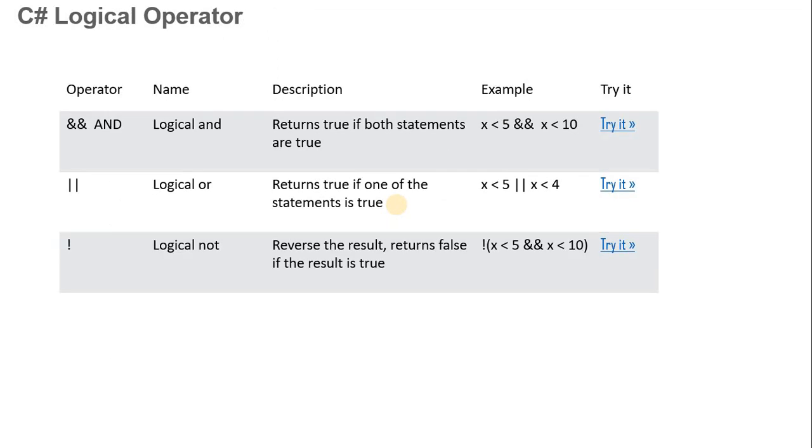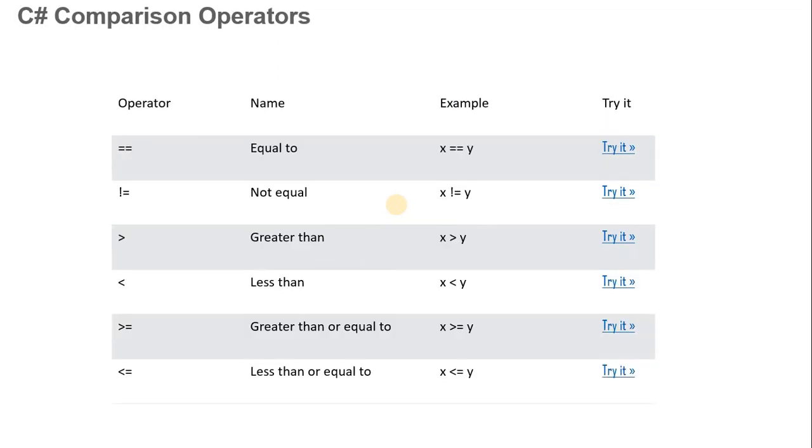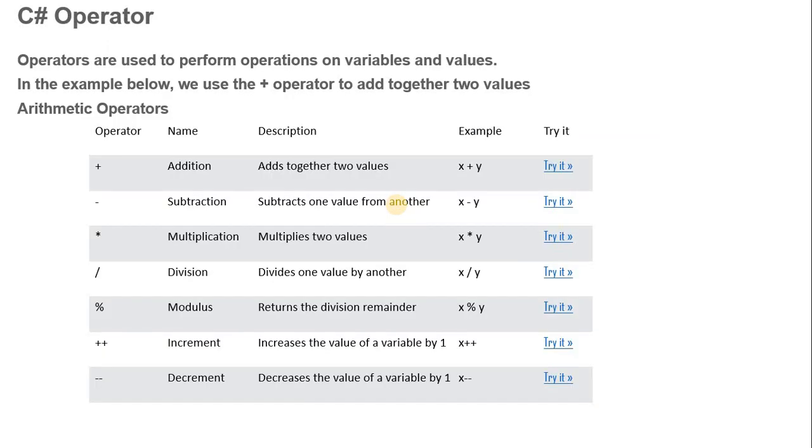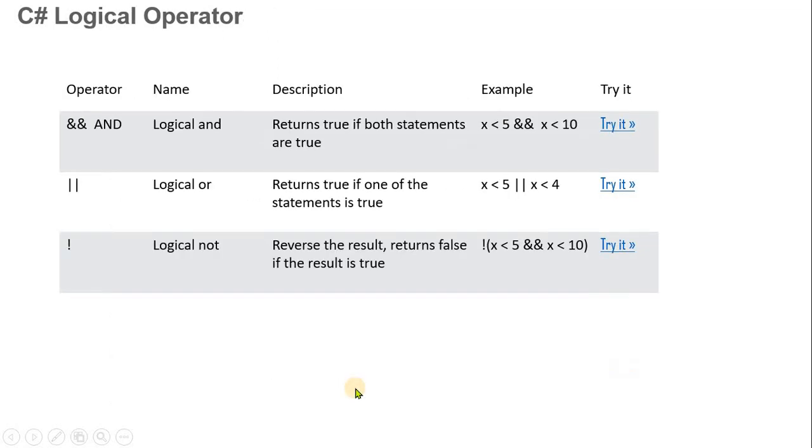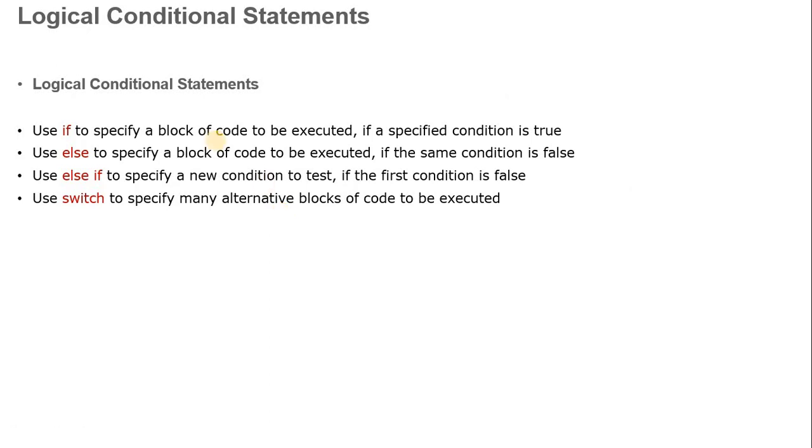Okay, so last session we have seen what an operator is, right? We have seen arithmetic operators: plus, subtraction, multiplication, division, modulus, increment, decrement. Also we have seen comparison operators: equal to, does not equal to, greater than, less than, greater than or equal to, less than or equal to. Logical operators also we have seen. And also we have seen if condition, if else condition, nested if else condition.